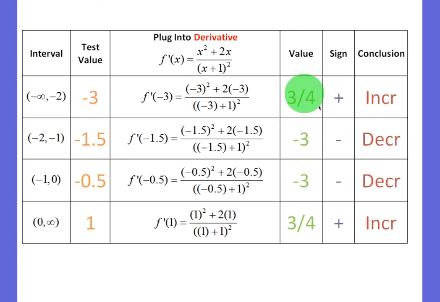For our first test value, we plug negative 3 into the derivative to figure out increasing or decreasing. We get 3/4 back. That's a positive number, so we know it's going to be increasing from negative infinity to negative 2. Again, that will help us sketch our graph. We know it's going to start out going like this.